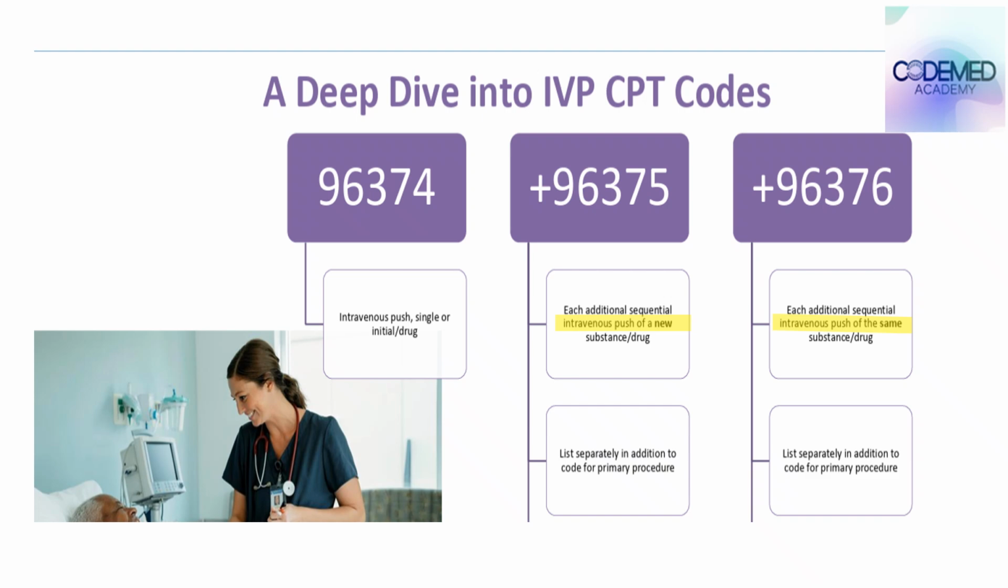Now let us deep dive into IV push CPT codes. So the first code is 96374. It is an intravenous push, single or initial drug. Then this is each additional sequential intravenous push of a new substance or drug. And this is each additional sequential intravenous push of the same substance. So pay attention, this is the same and this is a new. List separately in addition to the code for the primary procedure. Okay, so one must read the code language very carefully.